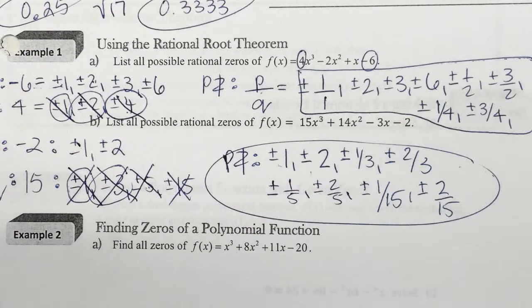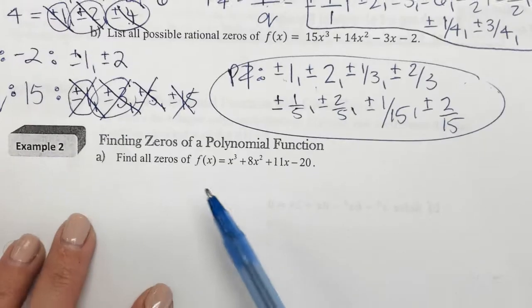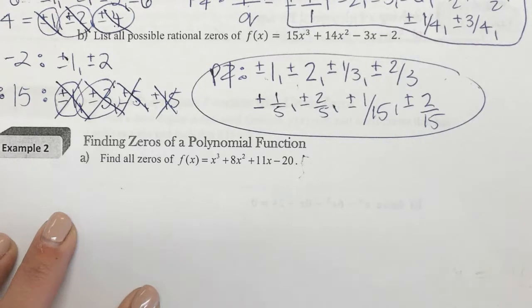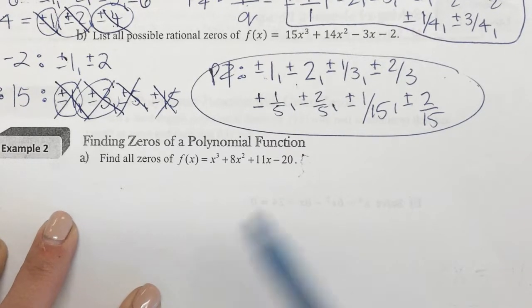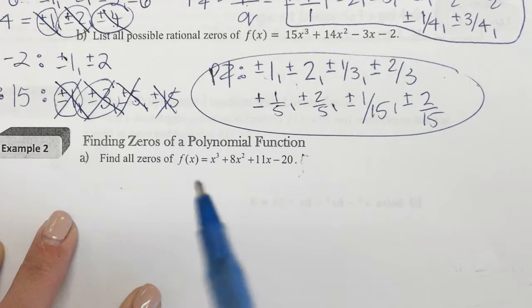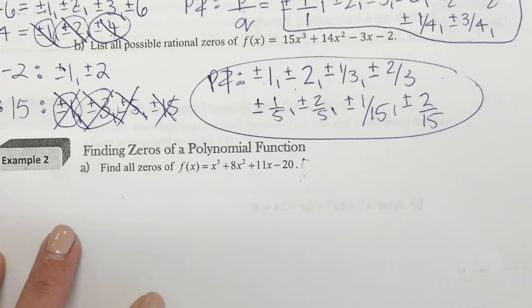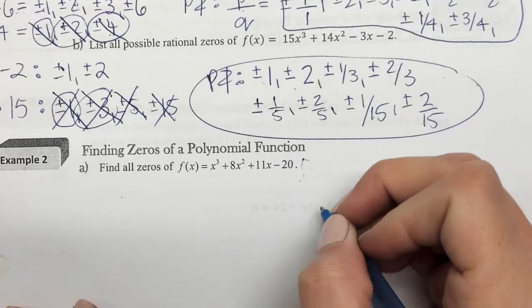Alright, the reason we had to list these is because, see in this one it says find all the zeros. Yesterday it said if this is a 0, and we would plug it in using synthetic. Well, now they don't tell us any of the zeros. How many will we have in this one? How do you know it was 3? Whoever said that? That's the degree. So there'll be 3 zeros in total.